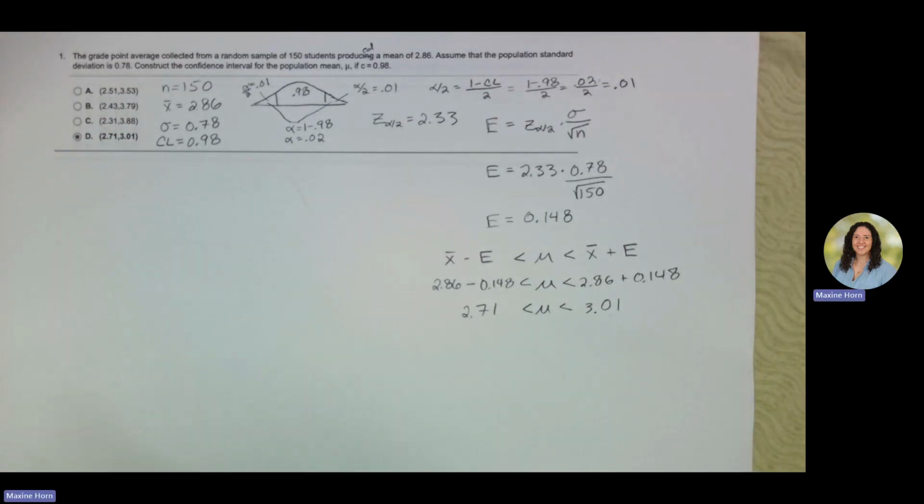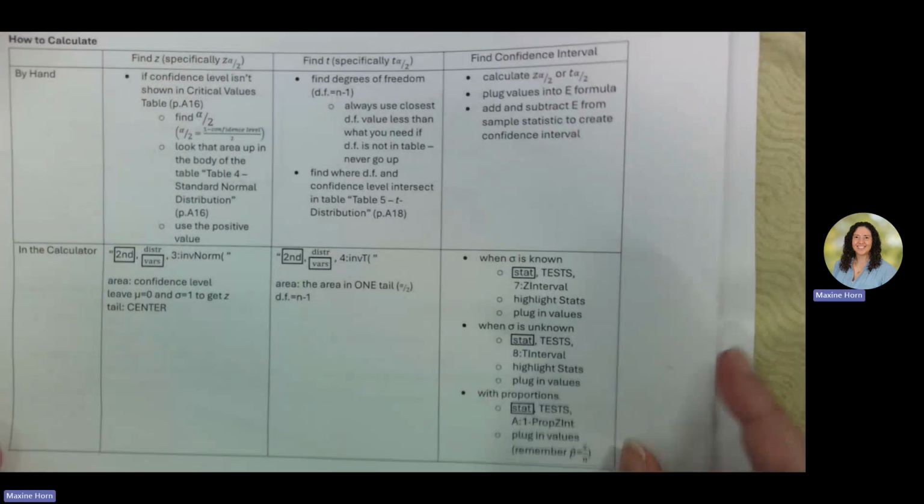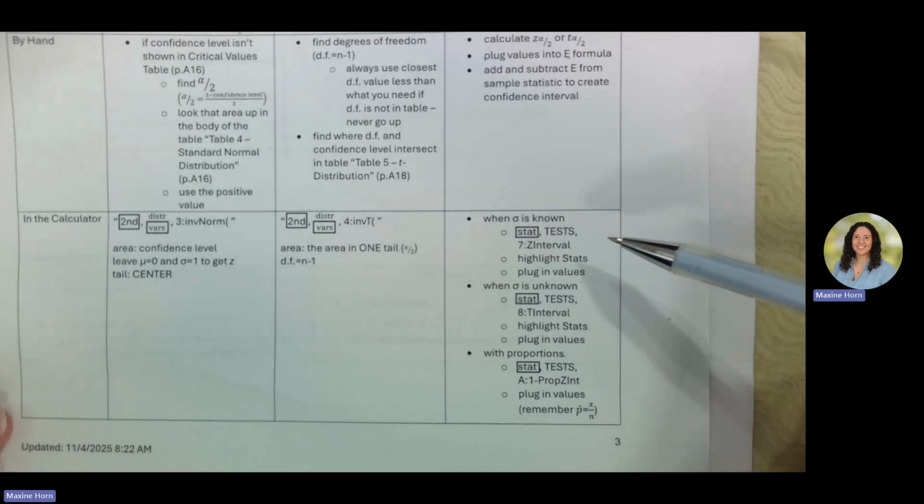So we did all that work to get our confidence interval. It's important that you guys know that this can be done by hand and that it has been done by hand plenty of times, right? But also, when you are taking the test, you can do everything we just did, but in the calculator. So let's go down to here. We're finding the confidence interval. We did it by hand. Now let's do it in the calculator.